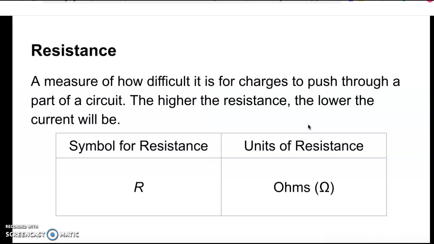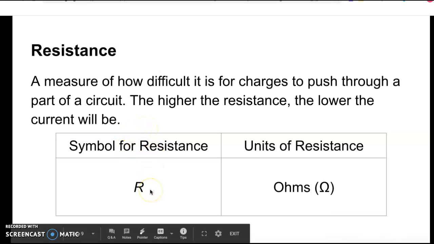And then resistance. Resistance is the third and final quantity I want to talk about. Resistance is a measure of how difficult it is for charges to push through a part of a circuit. The higher the resistance, the lower the current will be. So the symbol for resistance is capital R, so that makes sense, R for resistance. But it's measured in a unit called ohms.